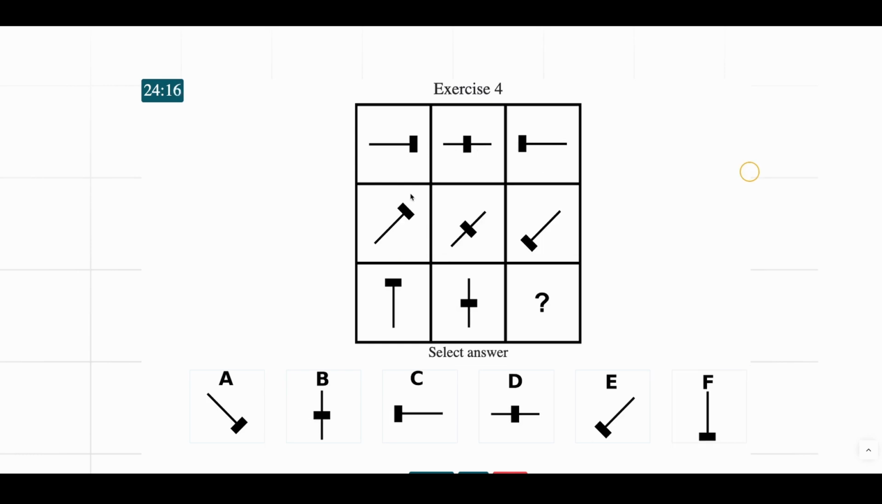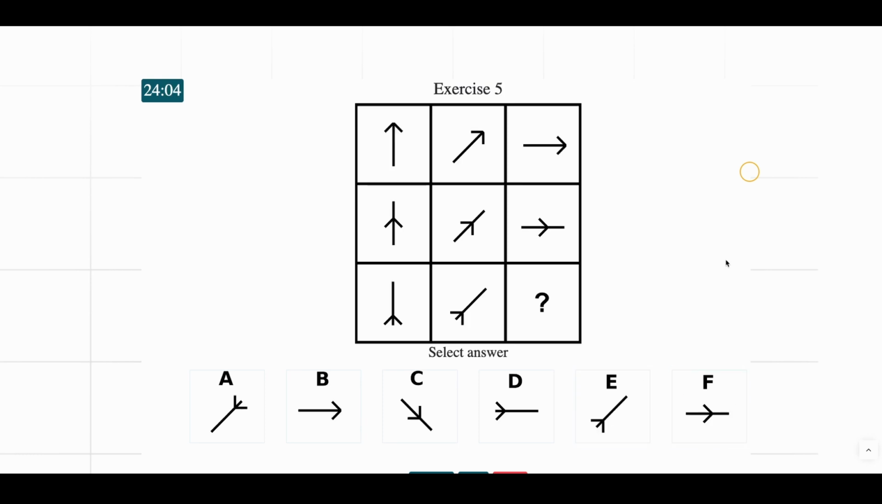This one, you can see it is a slider. The slider is on the right, middle, and left positions, and these are just rotations in them for each row. So the answer will be F. This is the same thing except I guess a different style for the slider. And so for the exact same reason, the answer will be D.